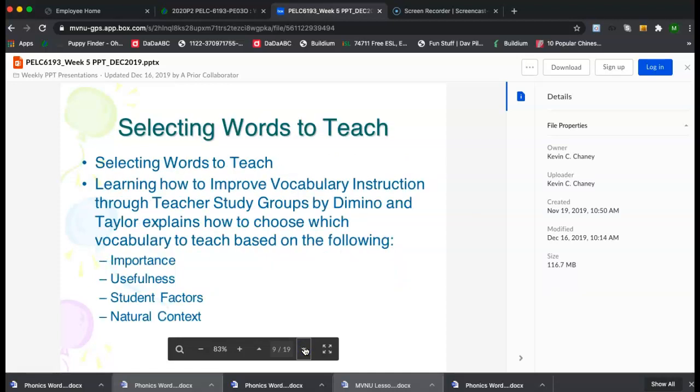Now, how do we select these words to teach? Dimino and Taylor wrote a book, Learning How to Improve Vocabulary Instruction Through Teacher Study Groups. And they say that there are 4 ways to choose which vocabulary to teach. It's based on importance, usefulness, student factors, and natural context.